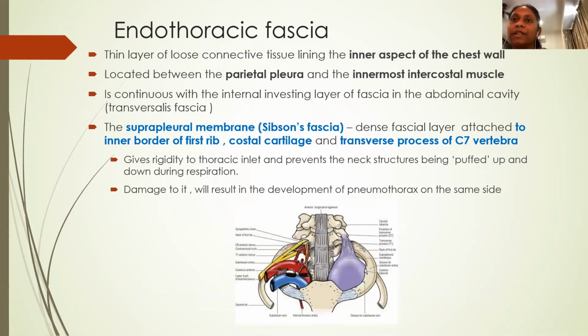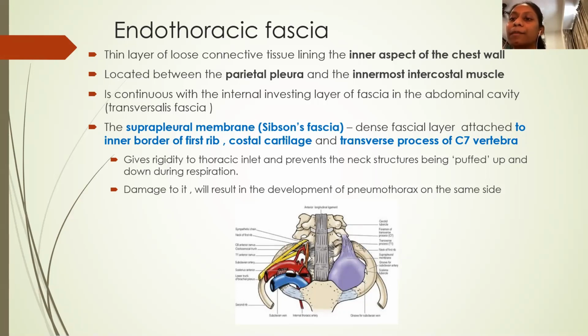Okay, next I will be speaking about the endothoracic fascia. The endothoracic fascia at the inner aspect of the chest wall is between the parietal pleura and the innermost intercostal muscle. This fascia is continuous with the internal investing layer of fascia in the abdominal cavity, which is the transversalis fascia.